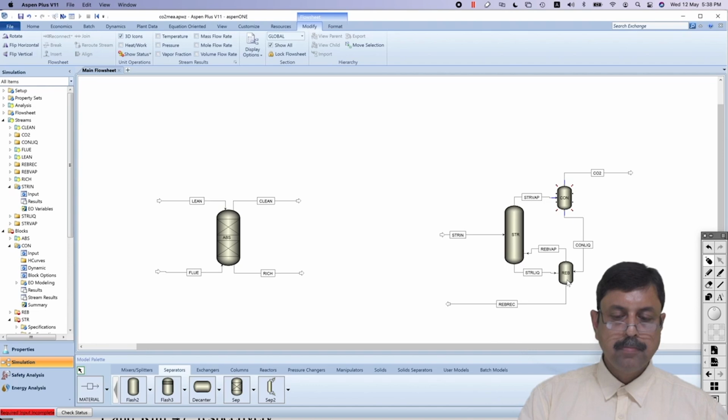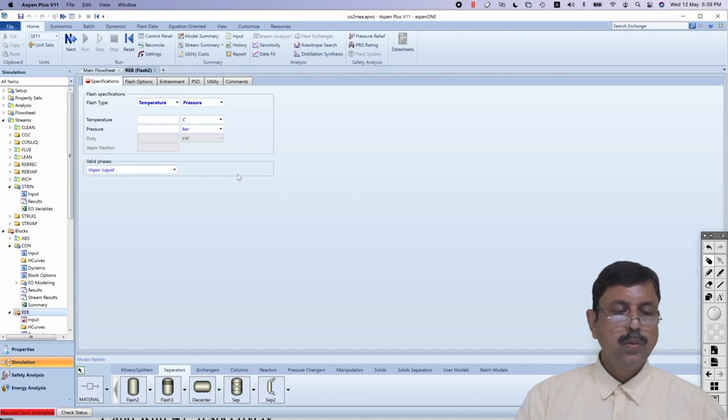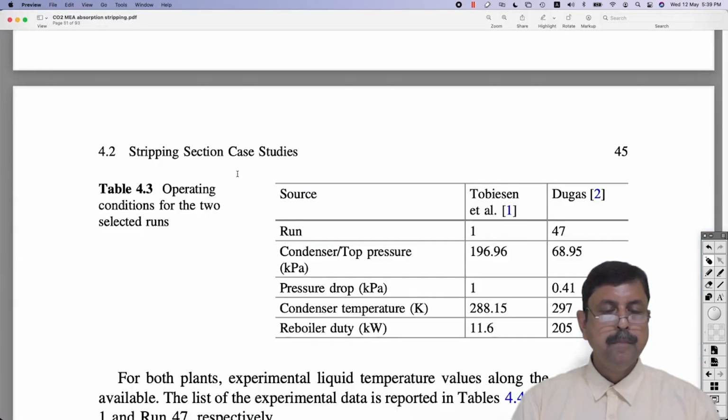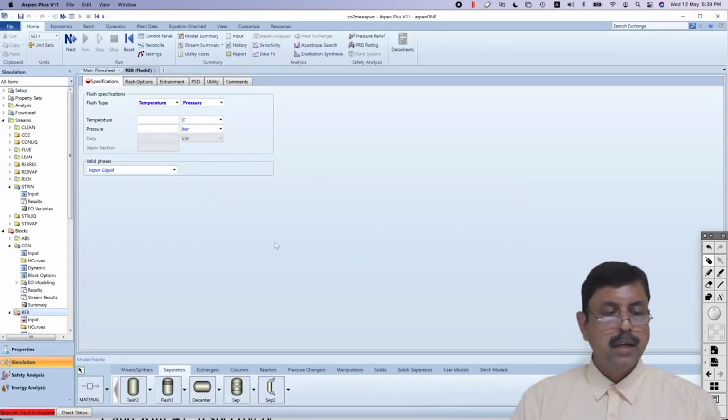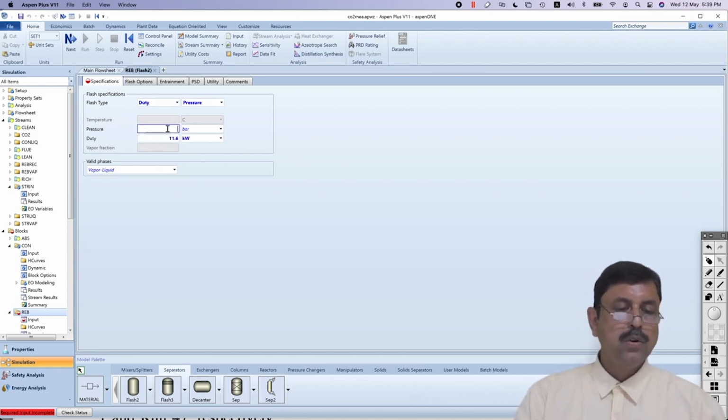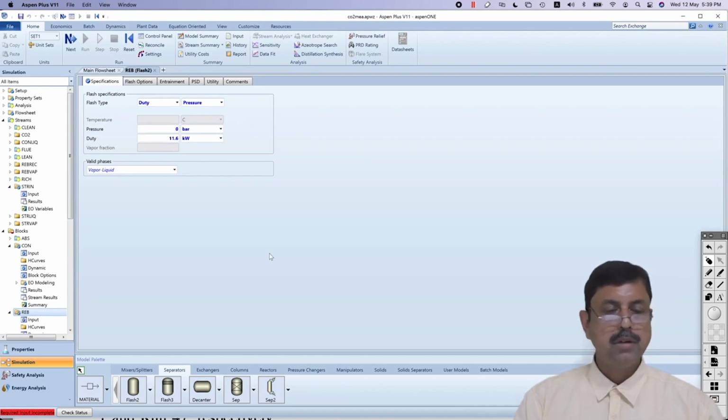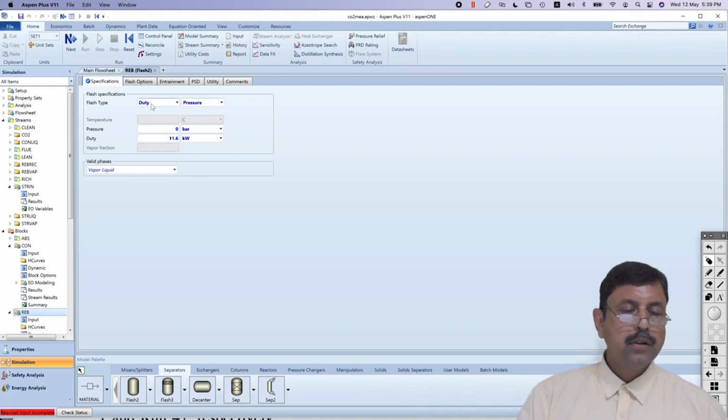The reboiler, we have the information of reboiler duty, which is 11.6 kilowatt of heat duty with 0 pressure drop. There is no pressure drop in the reboiler as well. So reboiler is done.